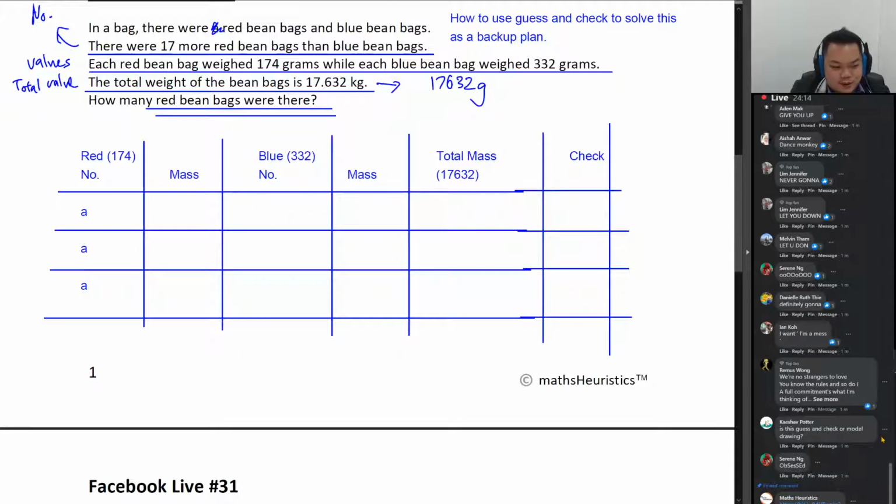Is this guess and check or model drawing? Guess and check. Okay, you all draw out first. Give you all some time.